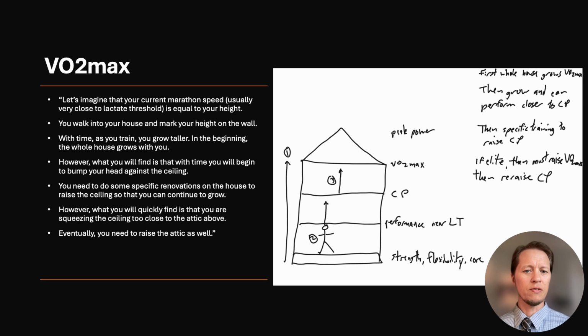I'll leave this for you to review, but basically you can imagine yourself. You have a ceiling, you can raise your ceiling, you can raise your roof, and you can raise the peak of the roof in these different steps here. You probably can't read this, but as my handwriting, but first the whole house grows in terms of your VO2 max. That's the first step when you start training. Then you grow and can perform closer to your critical power. Then if you do some specific training, which very few do, you can actually raise your critical power, and then you're getting to elite level. And then if you're at Olympic level, you then need to raise your roof again and then re-raise your critical power. Very fascinating and incredibly specific way to train.